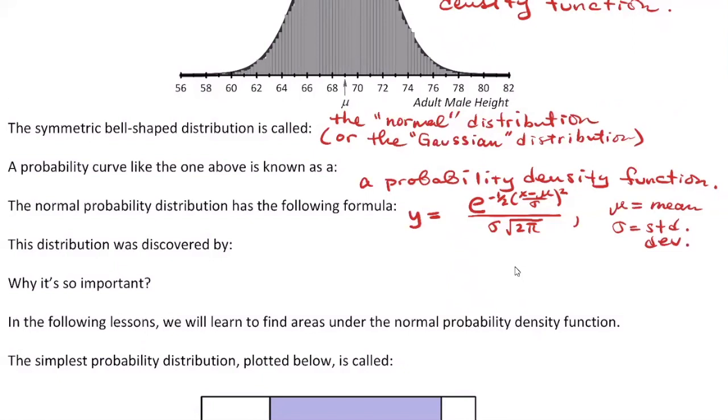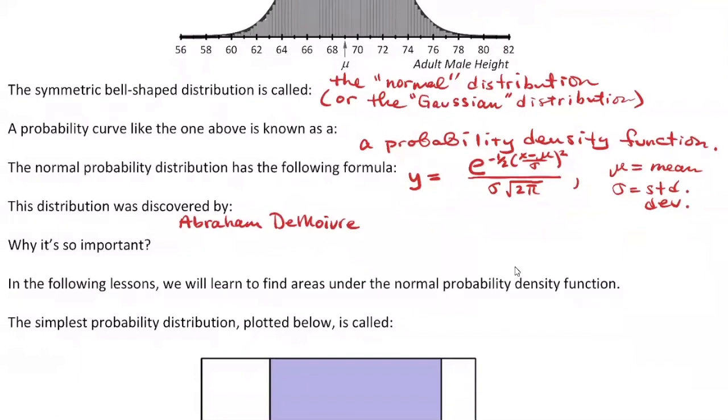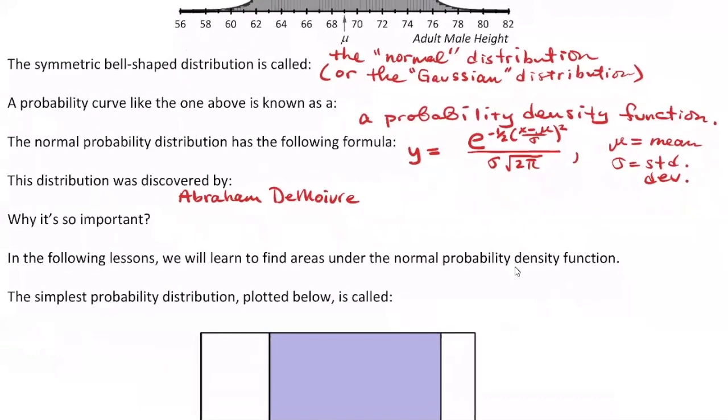The distribution was discovered by Abraham de Moivre, but it's French, so I don't even know how to pronounce it. We just say de Moivre, and it's some strange pronunciation. Why is it so important? It's funny, but it's hard to explain. But I mean, you would first say that many distributions of data are normal. I will say approximately normal.